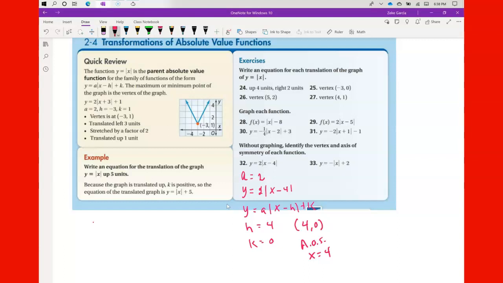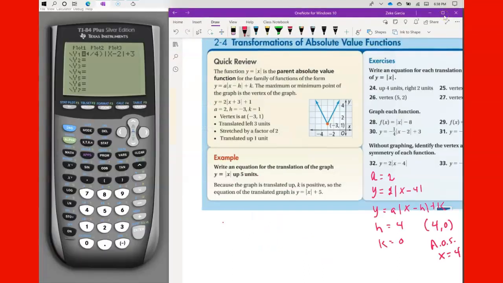So we're going to go ahead and use our calculator to see if we can identify the vertex and the axis of symmetry. So I have math, number, absolute value, and we have x minus 4. If you notice, the vertex goes 1, 2, 3, 4 units to the right, it's at 0, and we know that the axis of symmetry is x equals 4.